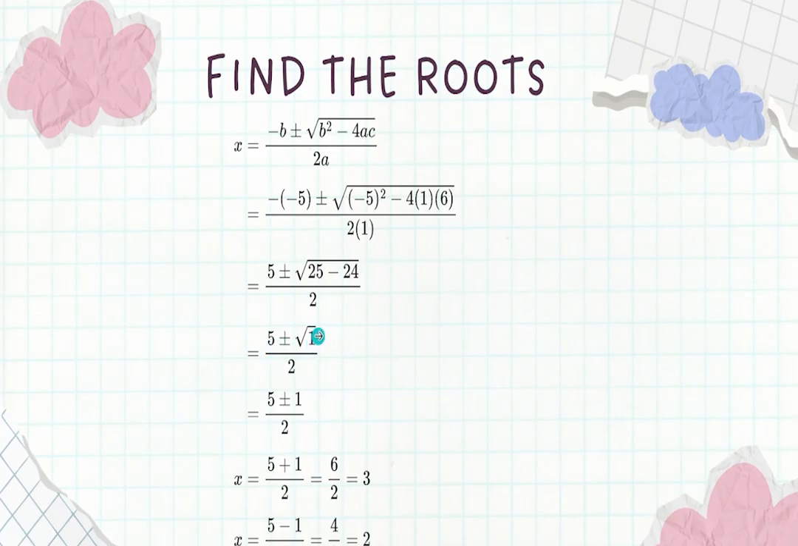So 5 plus or minus root 1 by 2. Here the root of 1 is 1. So it's going to be 5 plus or minus 1 by 2. Here plus or minus means both plus and minus. So we have to find both plus and minus. So 5 plus 1 by 2 is 6 by 2, which is 3. 5 minus 1 by 2 is 4 by 2, which is 2.